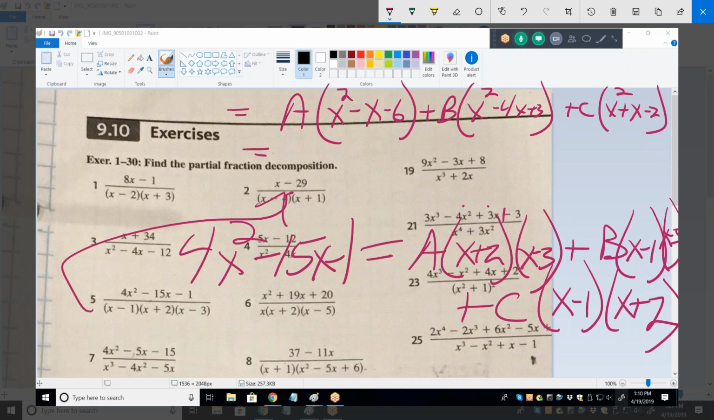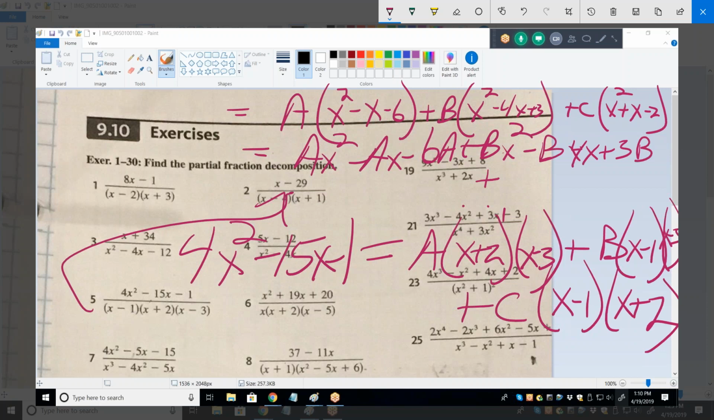Now let's distribute that. So that's Ax squared minus Ax minus 6A plus Bx squared minus 4Bx plus 3B plus Cx squared plus Cx minus 2C. I would leave the capital letter in front.